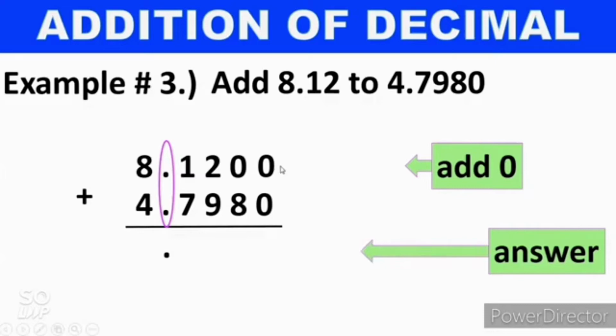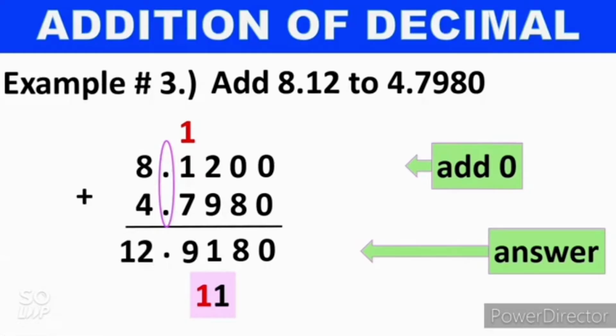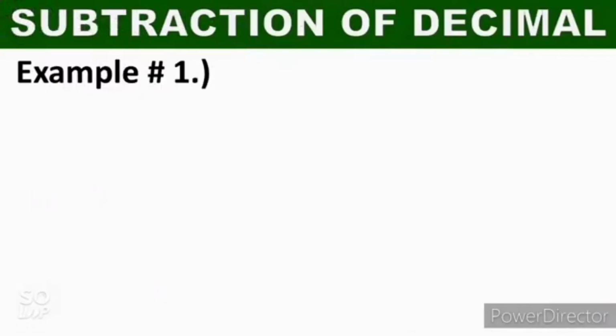0 plus 0 is equal to 0. 0 plus 8 is 8. 2 plus 9 is equal to 11. Then we write 1 and we carry 1. So we have 1 plus 1 is 2, plus 7 equals 9. And then 8 plus 4 equals 12. Therefore, the sum of 8.12 and 4.7980 is 12.9180.